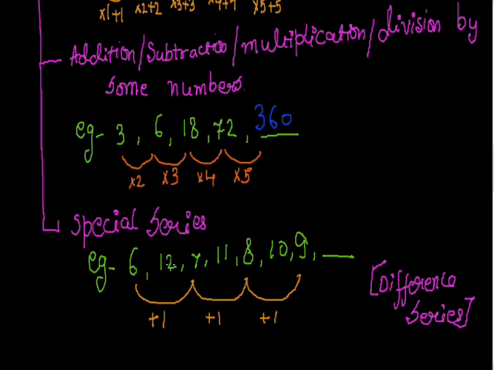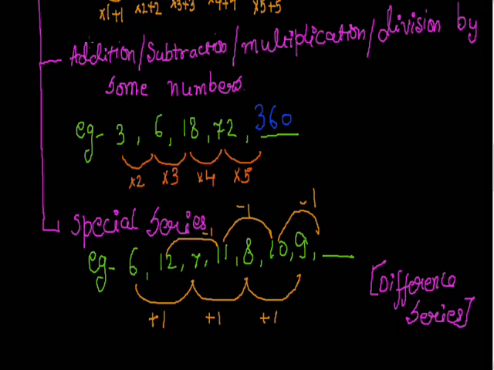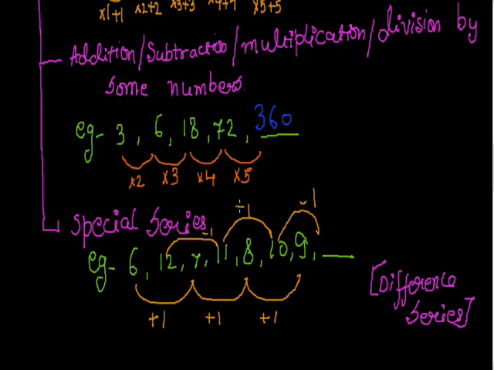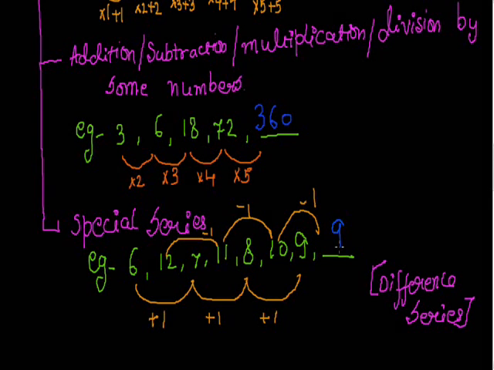Now if we see this 12 and 11, here it is minus 1, then 11 to 10, again minus 1, then our next number should be 10 minus 1, that is 9.